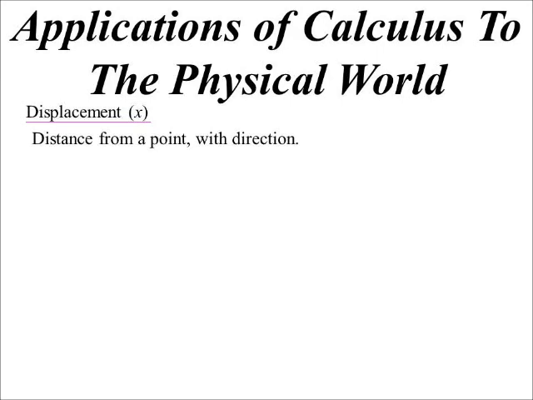So it's distance from a point, but the difference is it has direction. So you can think of it as left and right or so on. So often we think of travelling along a number line, and so if it's negative we're travelling to the left, and if it's positive we travel to the right. It doesn't have to be that.